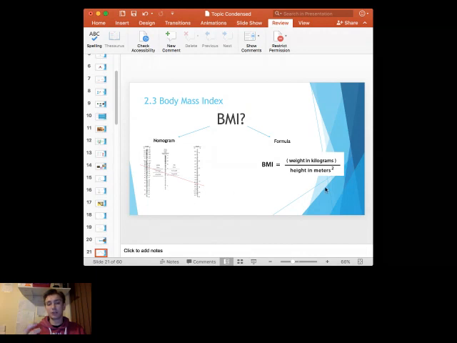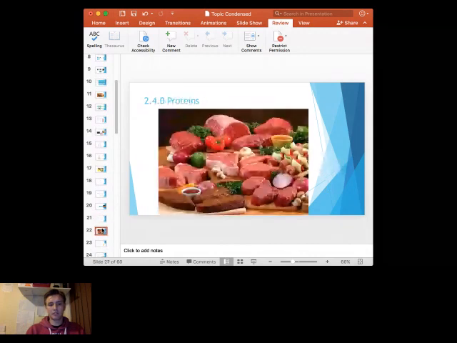So for example, if you were 2 meters tall and weighed 100 kilograms, it would be 100 divided by 2 to the power of 2, aka 4. So you'd have a BMI of 25. So you just have to remember these formulas and how to use the nomogram. But that is pretty much it for lipids. I would like to move on to proteins if there are no questions in the audience.